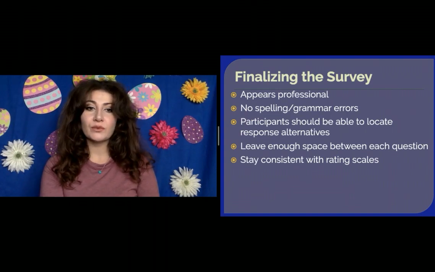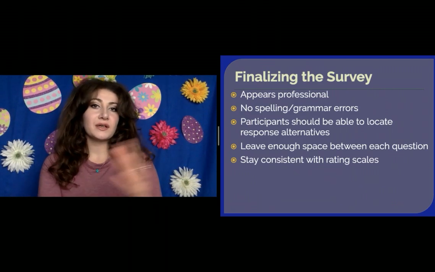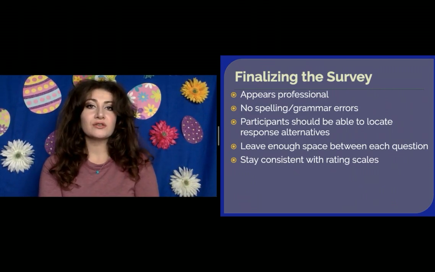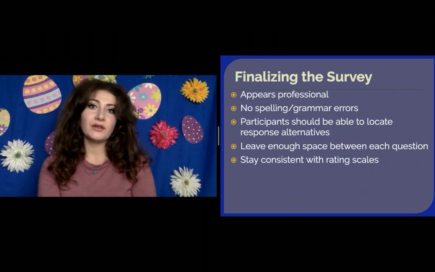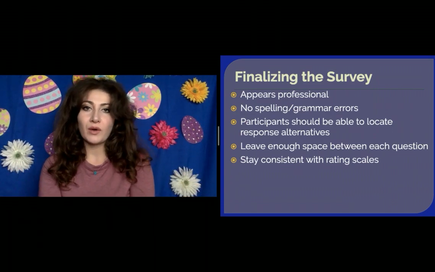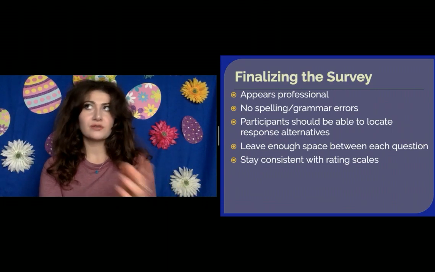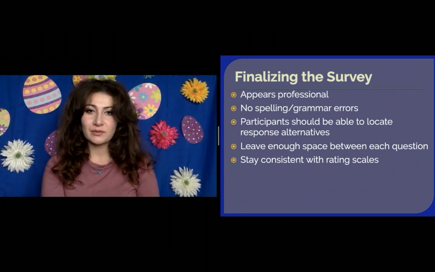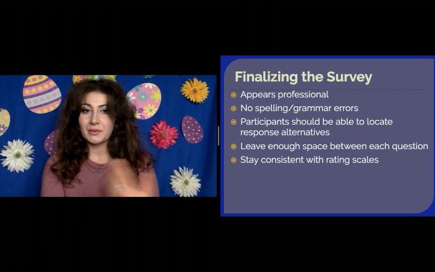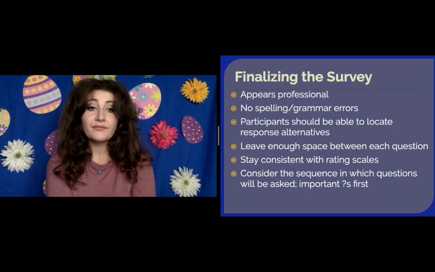You want to stay consistent with rating scales. So what that means is, if in questions 1 through 5 you had extremely disagree to extremely agree, you want to make sure you keep that order instead of, in question 6, suddenly flipping it where 1 is extremely agree and 5 is extremely disagree. So that's what we mean by staying consistent.